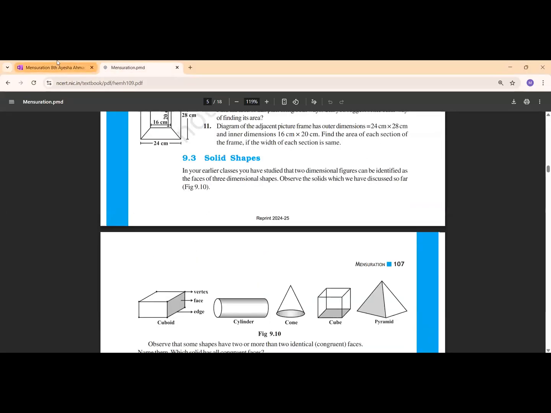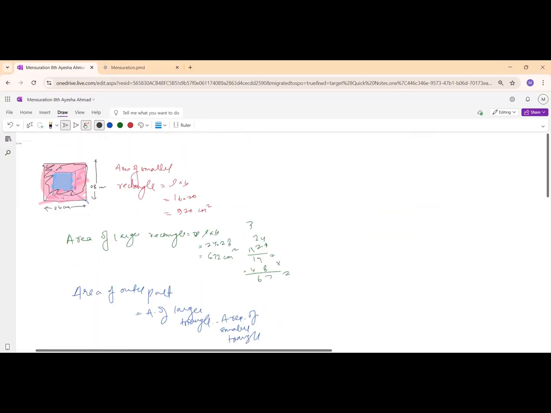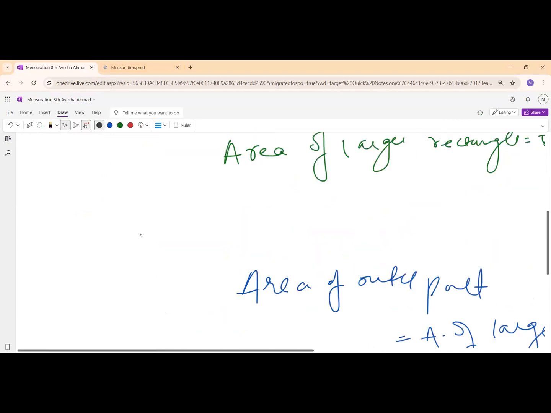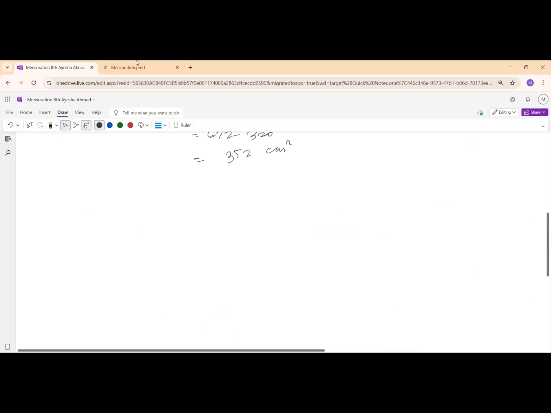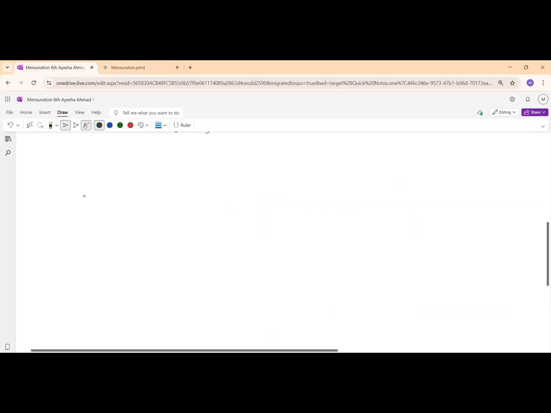Now, Ayesha, we are going to start with solid shapes. We are going to now start with 3D shapes, okay? Okay, Ayesha. So, see, we have some 3D shapes. They are cuboid, cylinder, cone, cube, pyramid, etcetera. Let's start with the very basic, that is a cuboid.